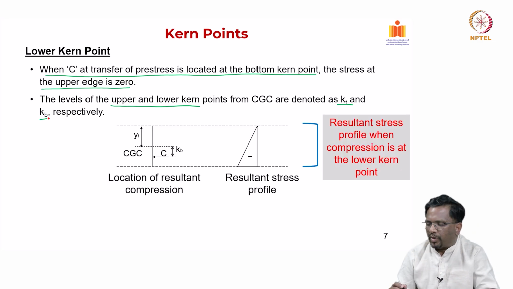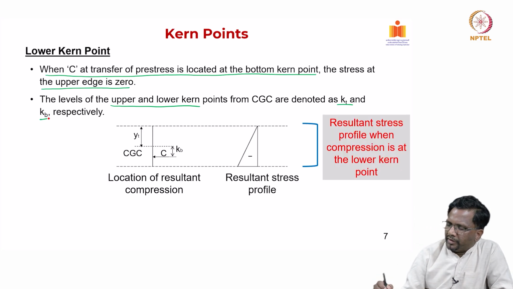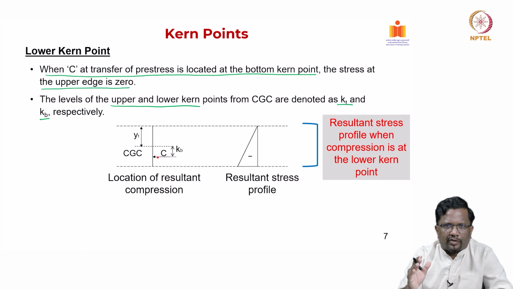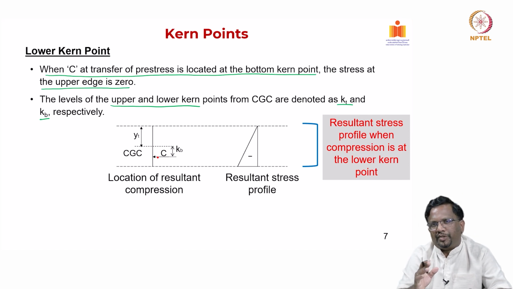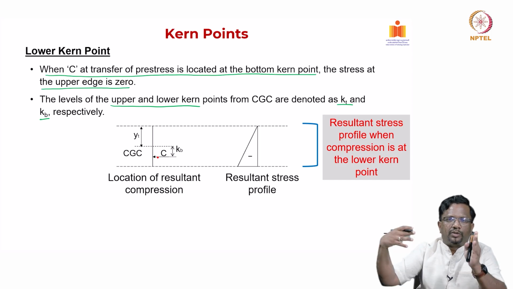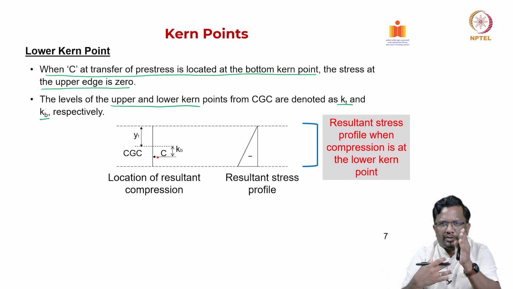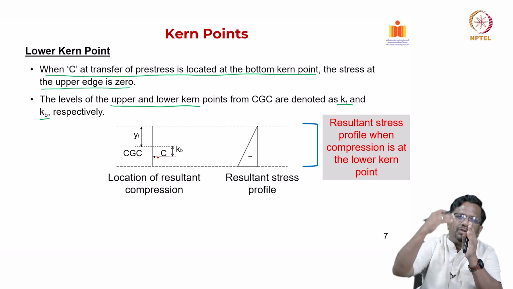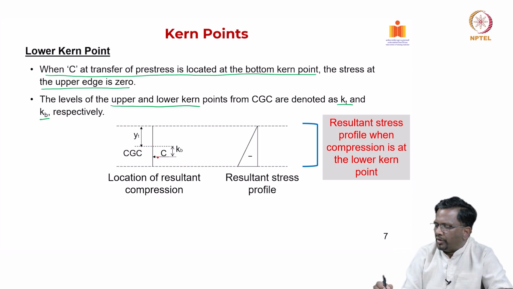So, let us see now what this is. For example, you see here this is the CGC of the cross section and this is the location of C. In the force method of analysis, again you can look at the videos on the force method of analysis, we are going to analyze this section as though C is acting as an external force, because T is always going to be constant and C is also going to be constant, only C is going to move away from your tension force. So, we put this C as an external force at a distance KB at transfer, and we are trying to find out what this KB is.